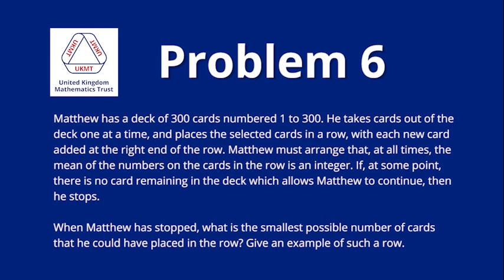Matthew must arrange that, at all times, the mean of the numbers on the cards in the row is an integer. If at some point there is no card remaining in the deck which allows Matthew to continue, then he stops. When Matthew has stopped, what is the smallest possible number of cards that he could have placed in the row? Give an example of such a row.